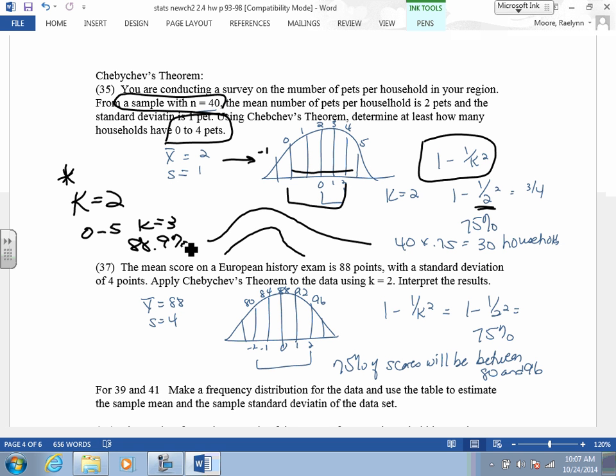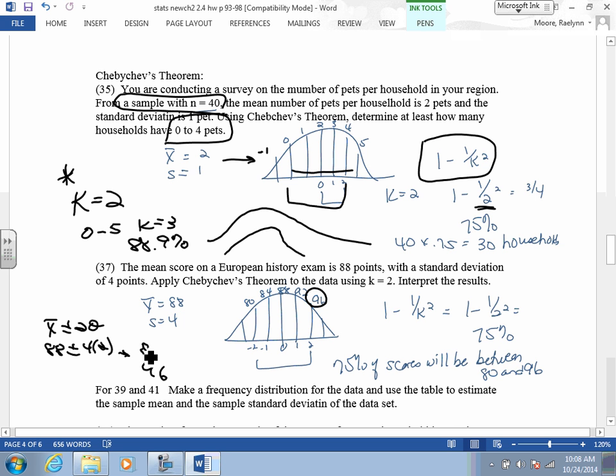This one asked it a little bit differently, but notice each time it says apply his theorem. The mean score is 88 with the standard deviation. Now he's telling us, I want you to be 2 standard deviations away from the mean. So you have to map out your 2. Whether you do it like this, take the mean, plus or minus 2 standard deviations, or you set up a graph, either way. 88 plus or minus 4 times 2. So this is going to give us 88 plus 8, 88 minus 8. These are your 2 numbers. You can do it this way, or you can do it off your graph, whichever way you find easier.